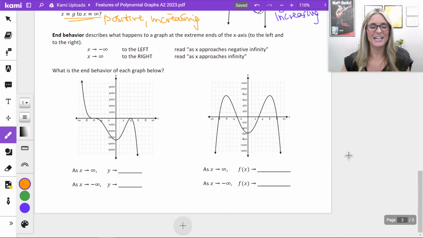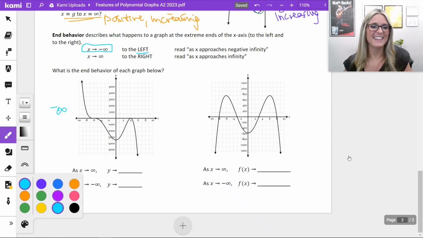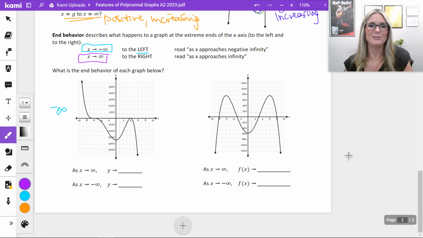And last section here is end behavior. So end behavior describes what happens to a graph at the extreme ends of the x-axis, meaning to the left or to the right. Notice our notation here. X approaches negative infinity. That's the left side. Negative infinity is always on this side of our x-axis. And you read that as x approaches negative infinity. The next part, x approaches infinity, is to the right, towards positive infinity, the positive side of our x-axis. So that's the right side.